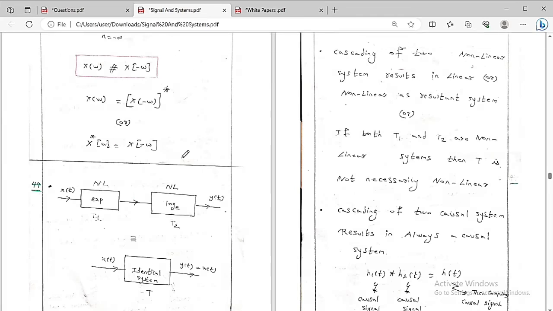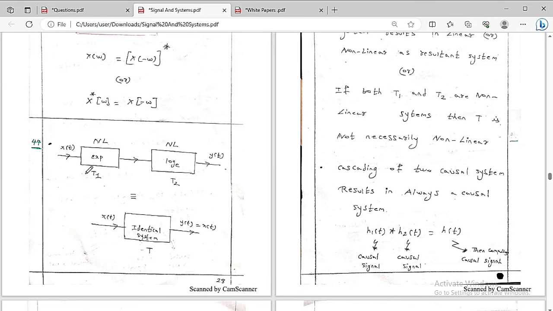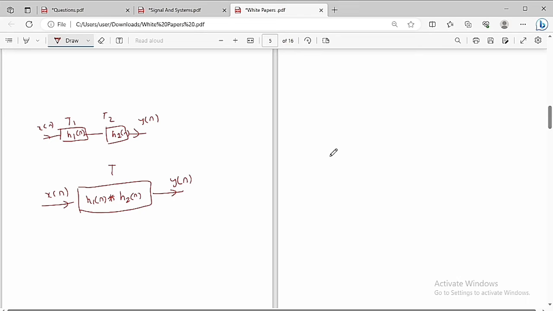Now I am going to tell you an important point. Suppose I assume system 1 is a non-linear system and system 2 is also a non-linear system. As an example, I am going to take an exponential for the first and a logarithm with base e for the second. Then what is going to happen? Let us see here. So why is this system non-linear? This is the first system. It is a non-linear system. It is exponential.